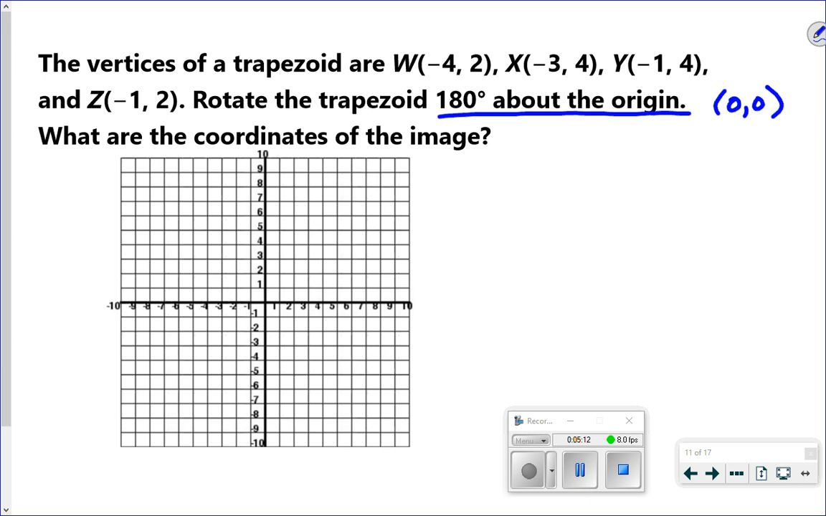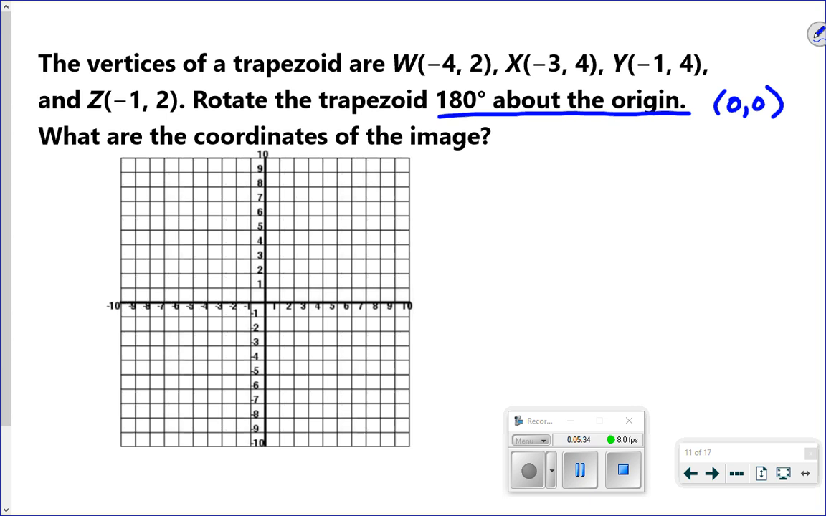Almost all of the rotations we do on a coordinate plane are about the origin, although sometimes we will look at ones that have different points of rotation. 180 degrees is really the same counterclockwise or clockwise, so you don't really need to say which direction. Either way, it's going to be 180 degrees. It's going to be a full turn.